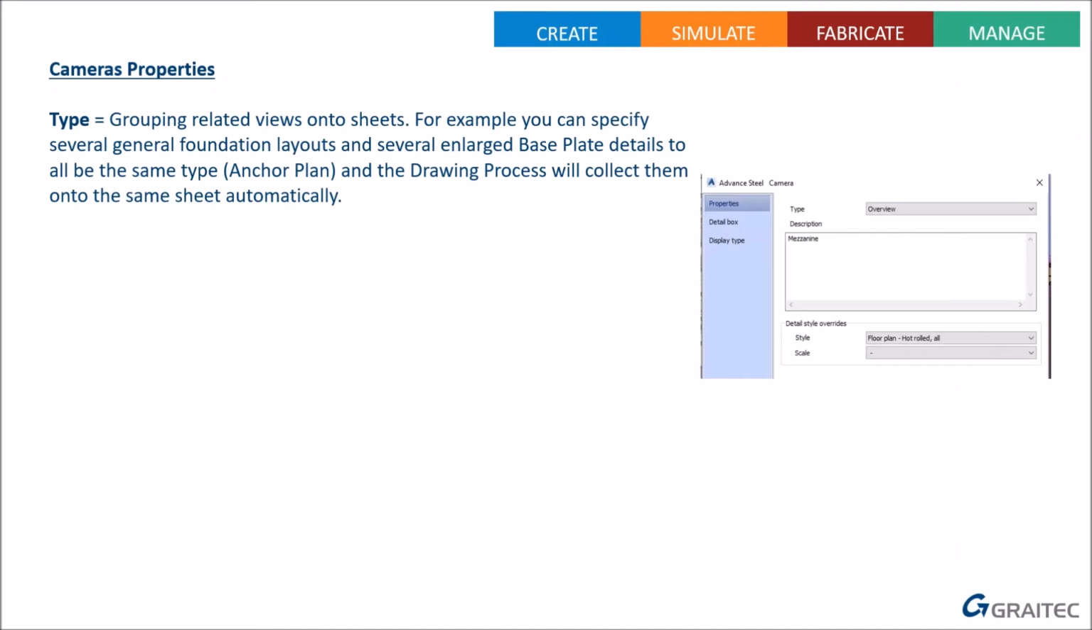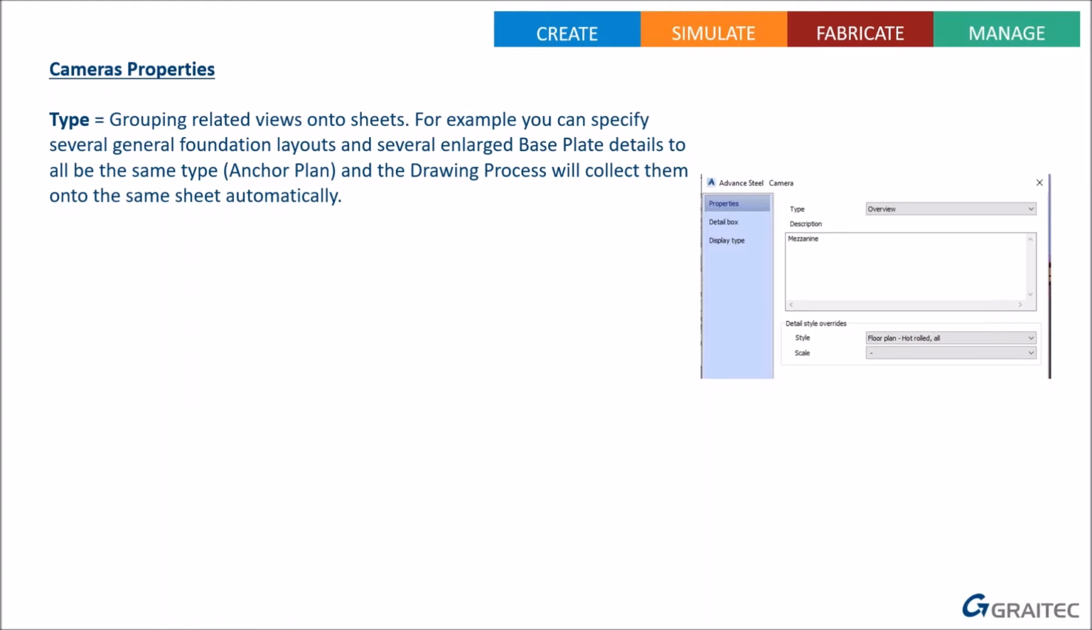So if we're going to use a camera, we need to understand the properties within the camera. And let's have a quick look at some of what they are. So the first property is type at the top here. What's that all about? Well, those are intended for grouping related views onto a set of sheets.